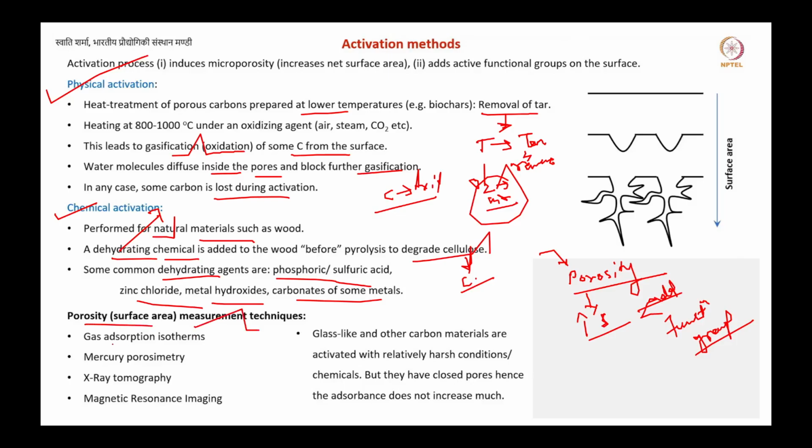There are porosity measurement techniques that you can use to see how much porosity or surface area there is. First is gas adsorption isotherms, then mercury porosimetry, X-ray tomography. Here I have used this. By using X-ray tomography, you can measure the surface area of your porosity. Then magnetic resonance imaging. So these are some characterization techniques that can be used to see your porosity.